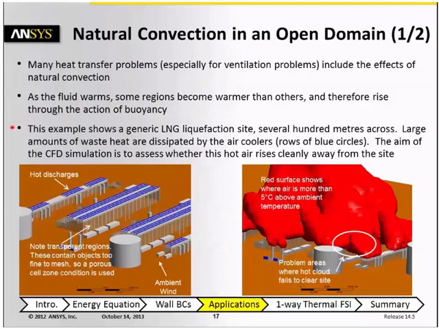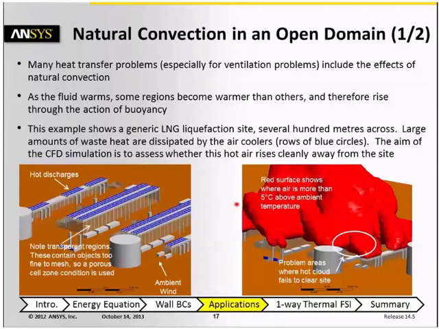Natural convection can occur in both open domains and closed domains, and this is an example of an open domain natural convection problem. There's an LNG liquefaction site where large amounts of waste heat are dissipated by the air coolers, which you see in the graphic in the rows of blue circles. The direction of the ambient wind is shown in the picture, and the goal of the simulation is to determine whether the hot air clears the site when the wind is blowing in this direction.